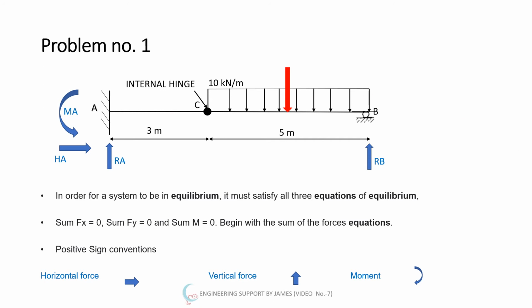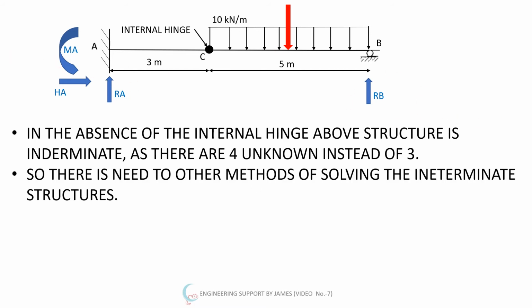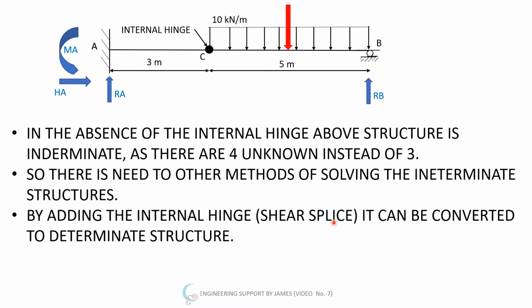How that I'll tell you now. So this is an internal hinge we have provided at C, which is 3 meter from A. In absence of the internal hinge, the above structure is indeterminate as there are 4 unknowns instead of 3. So there is need of other methods of solving the indeterminate structures. By adding the internal hinge, that is shear pins, it can be converted to a determinate structure.